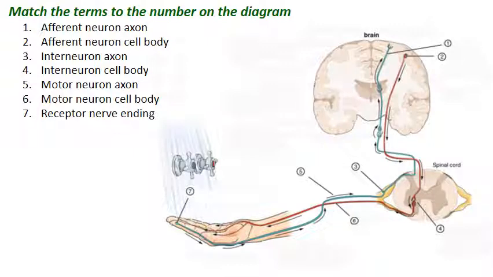So here is an unlabeled situation. There are 7 numbers on here. There are 7 terms that I'm asking you to label. So I will let you work your way through this and figure out exactly what's going on. Remember, maybe I shouldn't give you this hint now, but afferent equals sensory, and efferent equals motor.